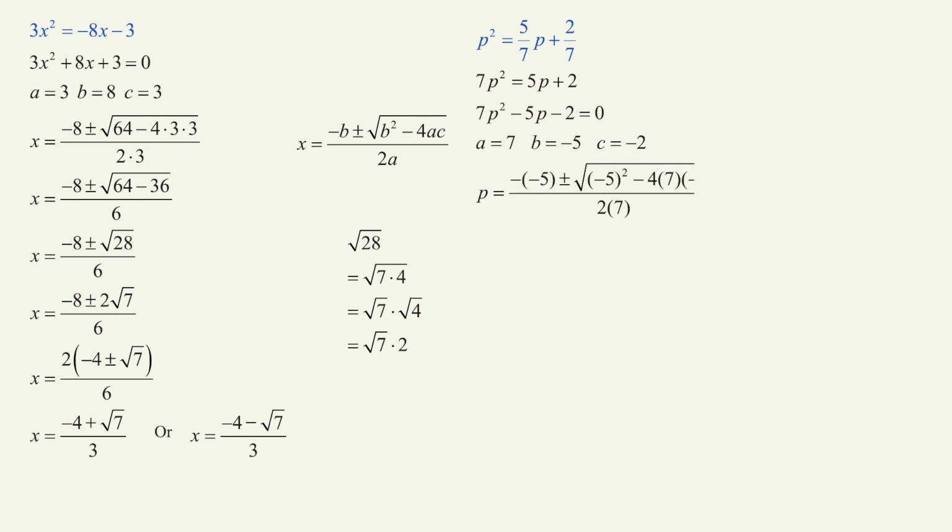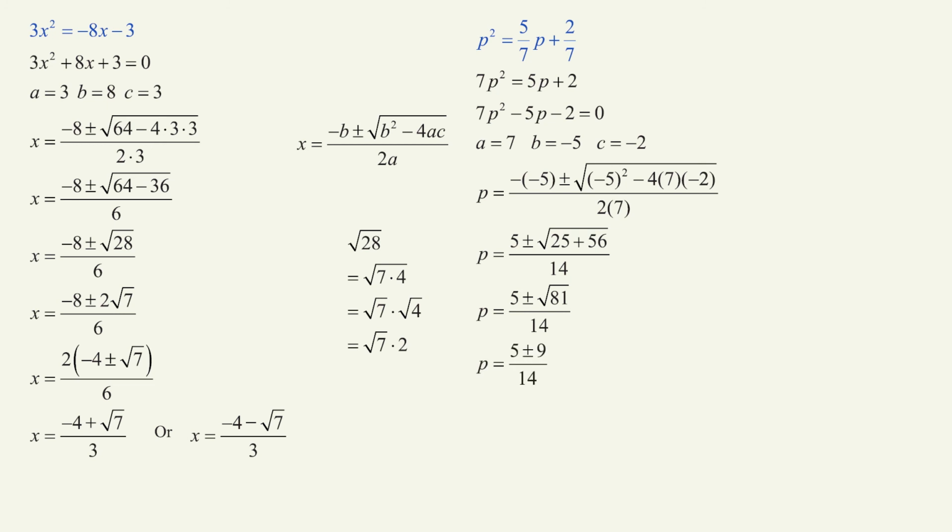We get negative of negative 5 plus or minus under root the square of negative 5 minus 4 times 7 times negative 2. And in the denominator we have 2 times 7, which is 14. Negative of negative 5 in the numerator is positive 5, and then under root negative 5 squared is positive 25, and negative 4 times 7 times negative 2 is positive 56. 25 plus 56 is 81. Square root of 81 is plus or minus 9.